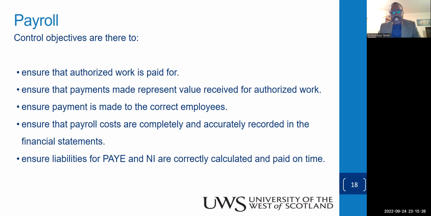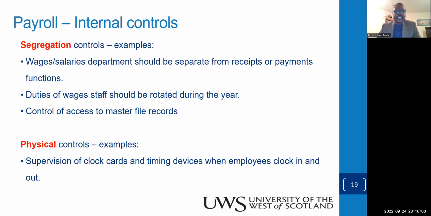So the control objectives under payroll are to ensure that we pay the right people, we pay them for work done, whatever is being put into the system has been authorized to work with us to take that pay, and that payroll costs are complete and accurately recorded in the financial statements. We also want to ensure that all statutory deductions like income tax, NI, are calculated and paid on time. Those are the payroll objectives.